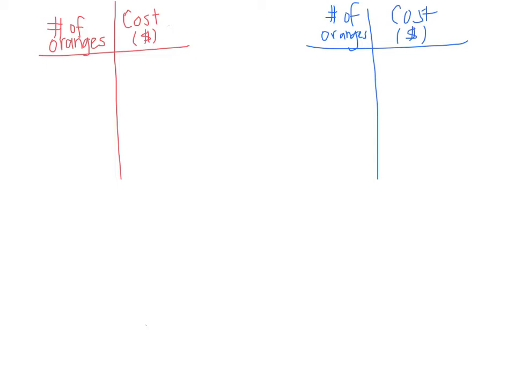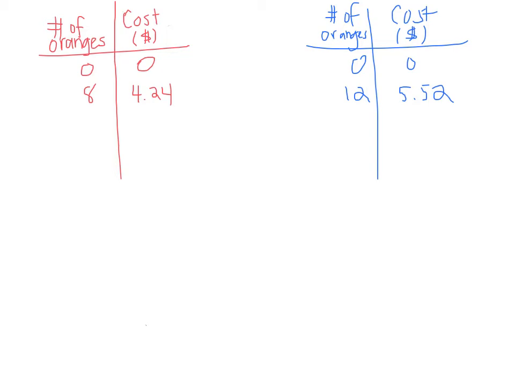So let's write down some information we already know. We know that 0 oranges cost no money for both stores. For Store A, we know that if we buy 8 oranges, we're going to spend $4.24, and at Store B, 12 oranges cost $5.52.